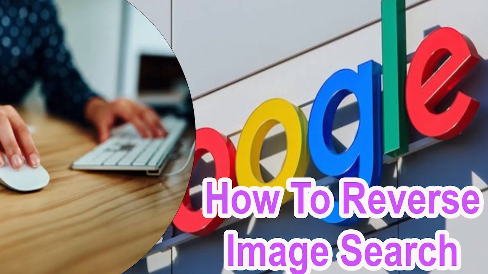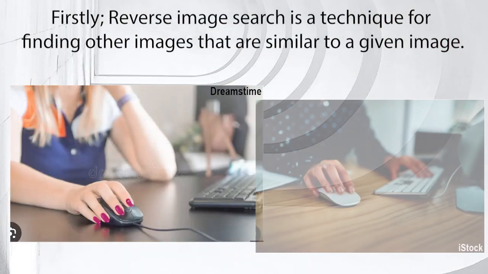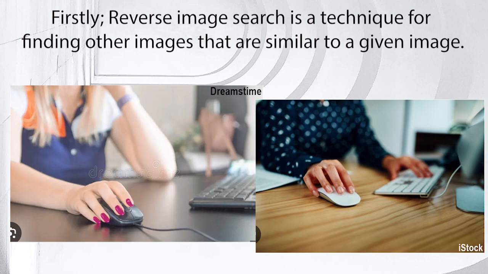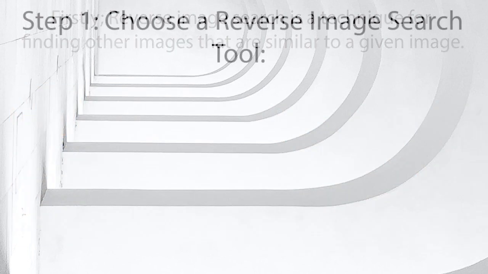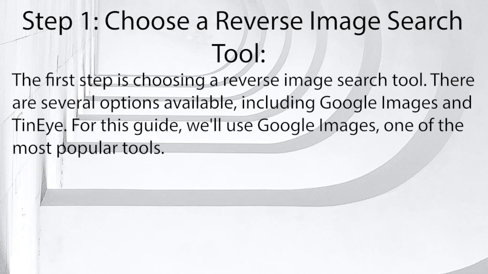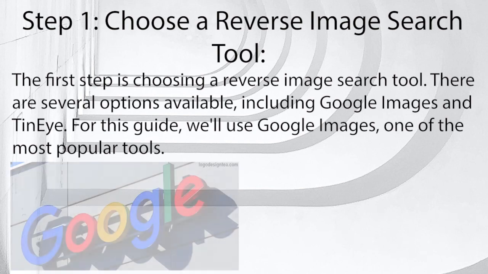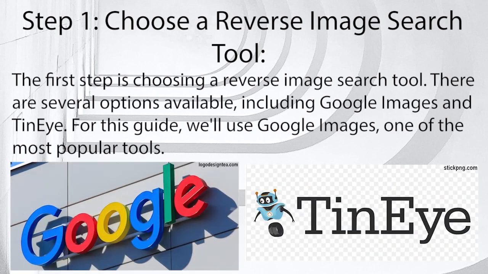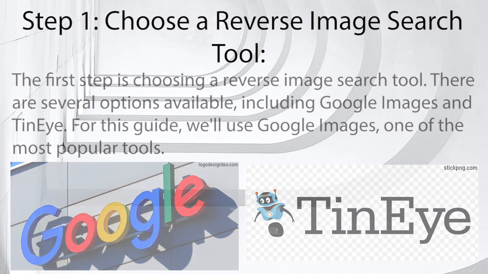How to reverse image search. Firstly, reverse image search is a technique for finding other images that are similar to a given image. Step 1. Choose a reverse image search tool. The first step is choosing a reverse image search tool. There are several options available, including Google Images and TinEye. For this guide, we'll use Google Images, one of the most popular tools.